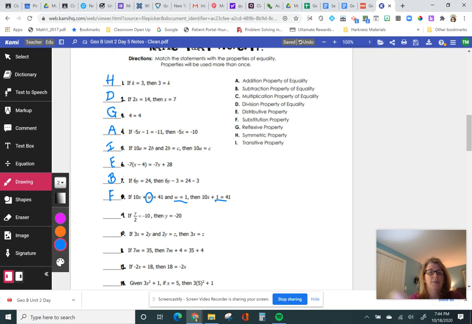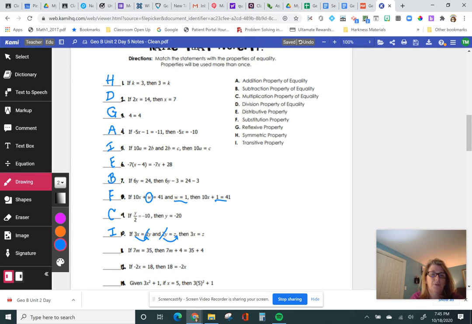If y divided by 2 equals negative 10, then y equals negative 20. How did I undo y divided by 2 to get y by itself? Well, it's always that inverse property. I had to multiply both sides by 2, so it's going to be that multiplication property of equality. 3x equals 2y, and 2y equals z. Then 3x equals z. That's that transitive property. These guys are equal, and then these guys are equal. So we can cross out the middleman, 3x equals z, that transitive property.